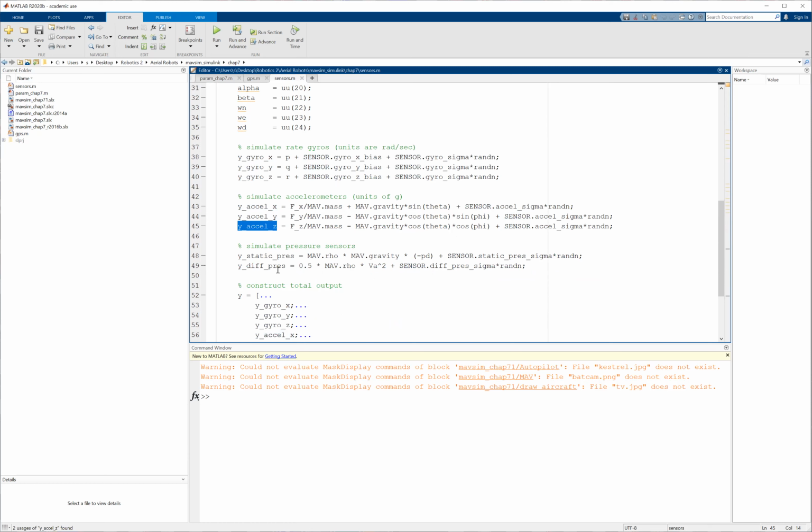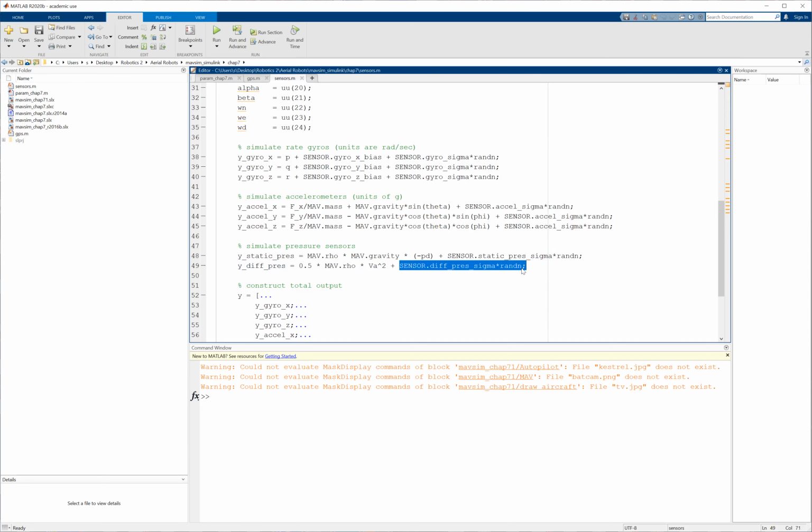Same thing for static pressure. You are going to have static pressure. This equation comes from the equation given in the book: rho is the air density, g is gravity, PD is the height, plus the random variation or the error in the sensor. And then same thing with the differential pressure. Differential pressure is computed as 1/2 rho VA squared, where VA is the airspeed. So this is the dynamic pressure, 1/2 rho V squared, plus the error in the differential measurement.